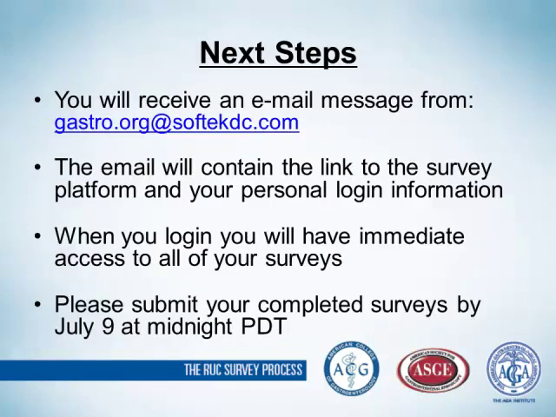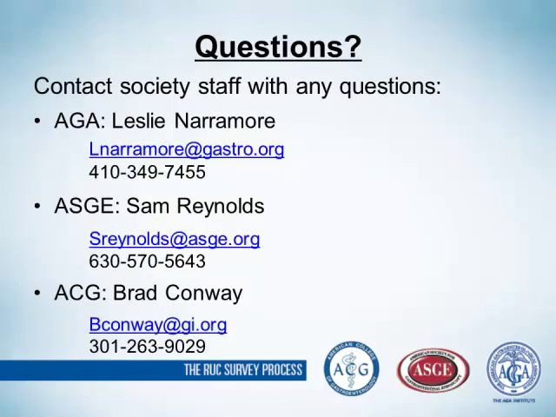surveys@asge.org. So again, the next steps, you will receive an email message from gastro.org at softekdc.com. This email will contain a link to the survey platform, and it has your personal login information. When you log in, you will have immediate access to all of your surveys. Please submit your completed surveys by July the 9th at midnight Pacific time. If you still have any questions, don't hesitate to contact staff from any of the societies.